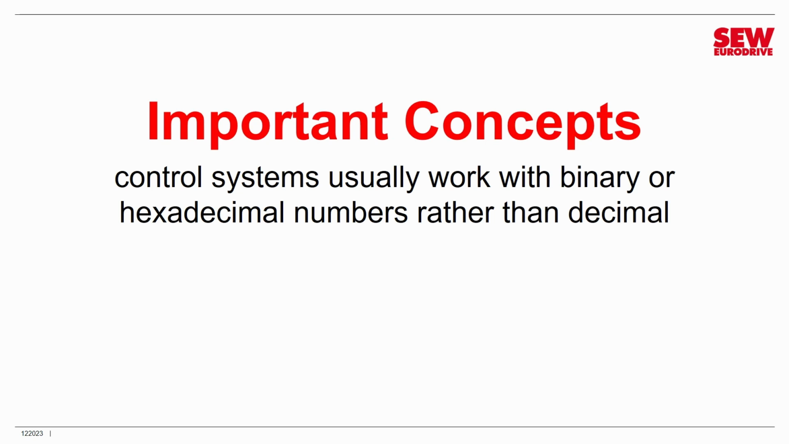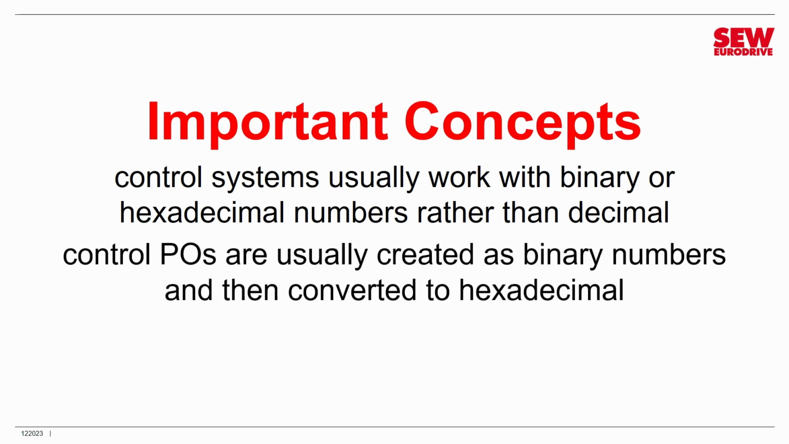So hexadecimal numbers are easy to spot because you see numbers 0 through 9 plus those 6 letters in them as well. Now, if you're creating a control process output word, you usually create it by writing it down as a binary number first, since you're using the individual bits to control functions, and then you convert it to hexadecimal before you send it over the field bus.